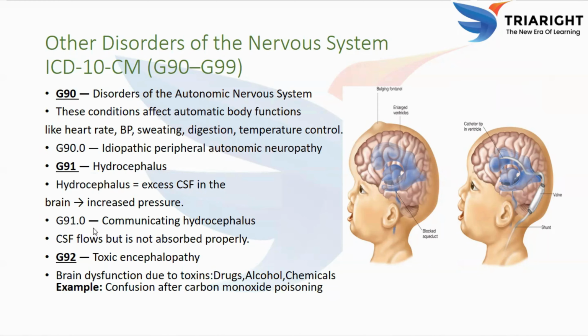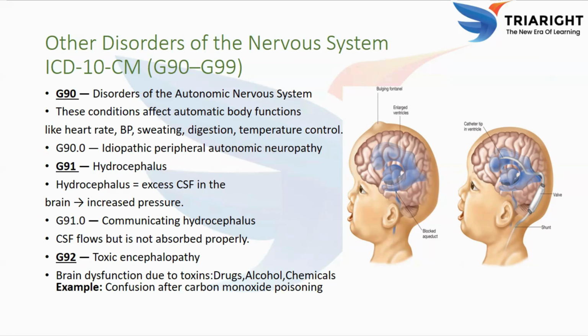When coming to the G91 code, it includes hydrocephalus. What do you mean by hydrocephalus? Hydrocephalus means extra cerebrospinal fluid builds up inside the brain. Cerebrospinal fluid is present in the brain, right? The excess amount of cerebrospinal fluid builds up inside the brain, and this is called hydrocephalus. What does this do? It causes increased pressure because the skull cannot expand, especially in adults.